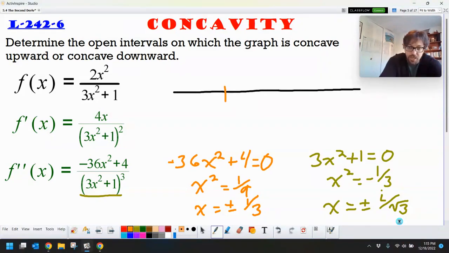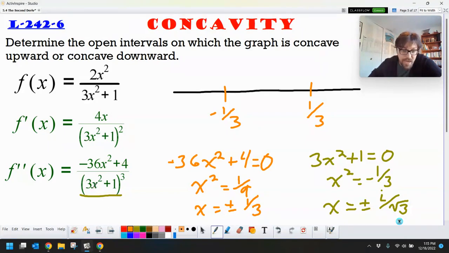I am glad that I checked that denominator because it could have equaled 0 and then I would have had to add those numbers onto here. But since i over the square root of 3 doesn't exist on the real number line, don't have to worry about it. Okay, now these are gross, but hey, I can test with normal numbers. So I'm going to test with 0. So if I put 0 into here, I get a positive 4.